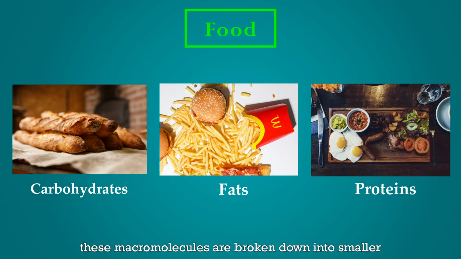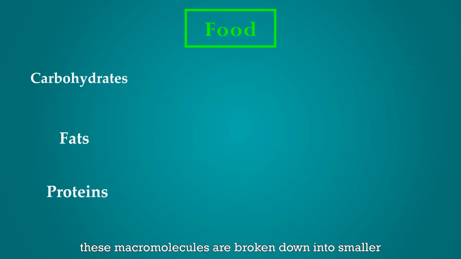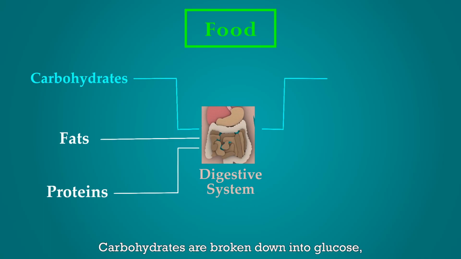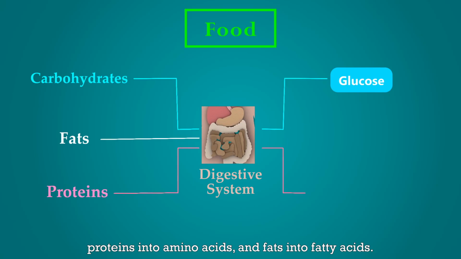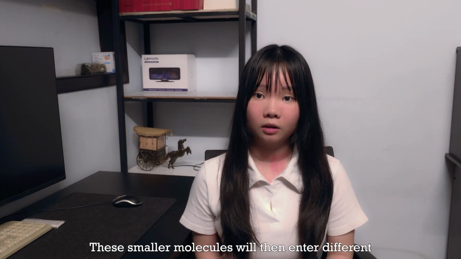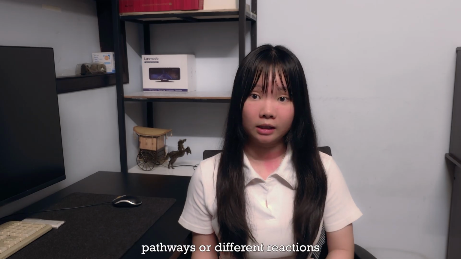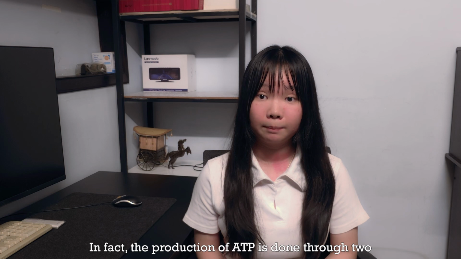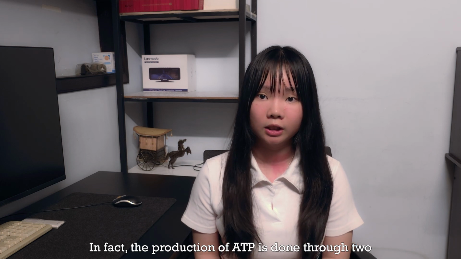When we eat, these macromolecules are broken down into smaller molecules by our digestive system. Carbohydrates are broken down into glucose, proteins into amino acids, and fats into fatty acids. These smaller molecules will then enter different pathways or different reactions in order to produce ATP. In fact, the production of ATP is done through two methods.